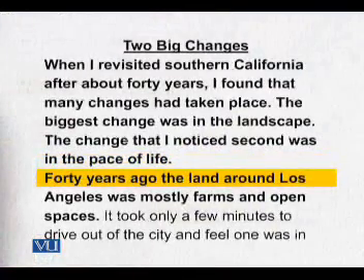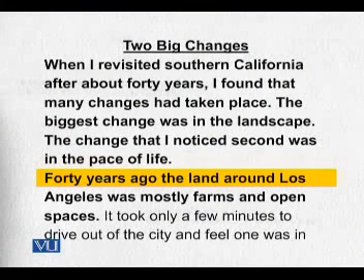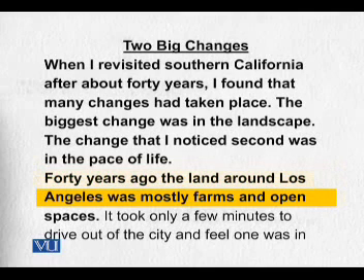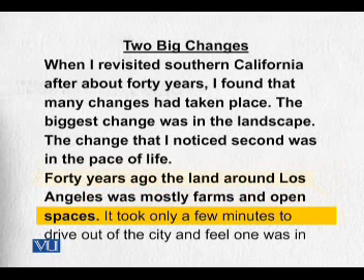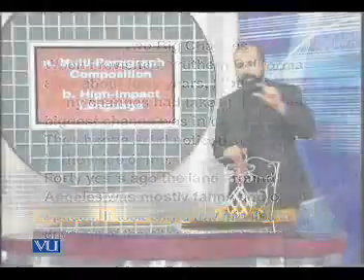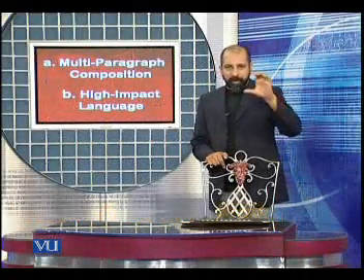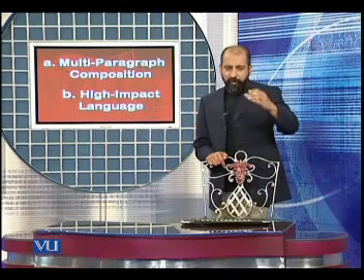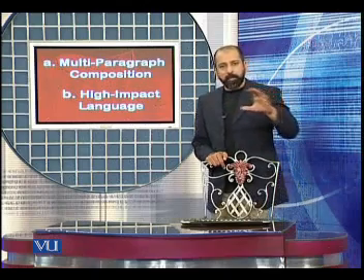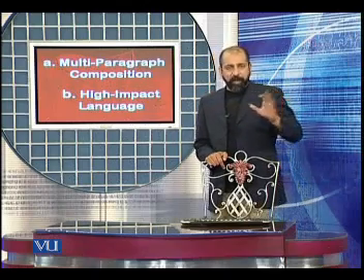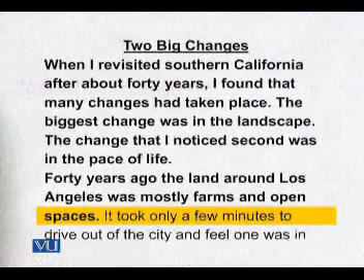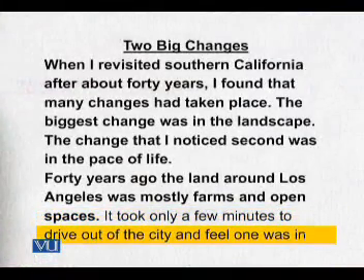Let's go ahead with the first paragraph, which is actually the body of this multi-paragraph composition. It goes this way. 40 years ago, the land around Los Angeles was mostly farms and open spaces. This is the topic sentence of this very paragraph. And after this, there'll be the supportive details towards the topic sentence. Like, it took only a few minutes to drive out of the city and feel one was in the country.